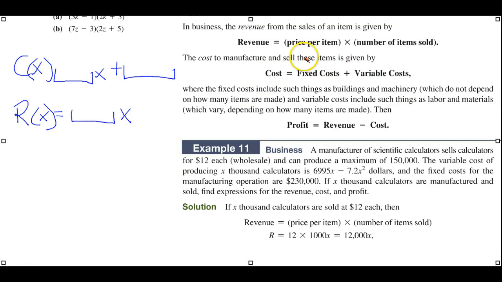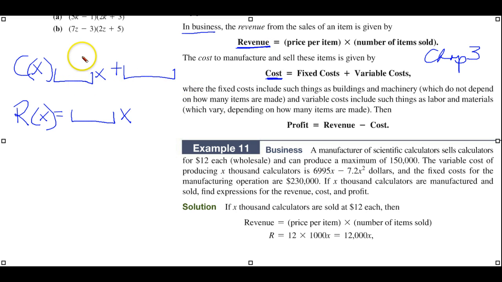Now in this part, they're introducing us a little background of business. And then later in chapter 3, we're going to go into this big time. But right now, some beginning stuff. This is function notation. And we say that c of x is what is called a cost function. And r of x is called the revenue function.